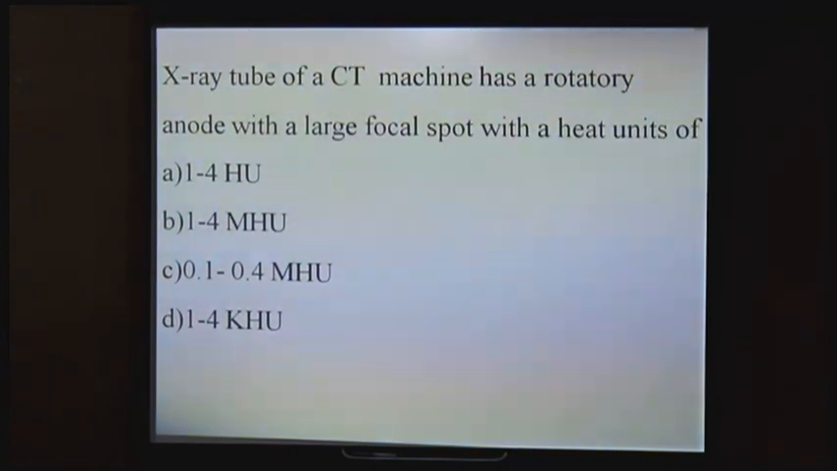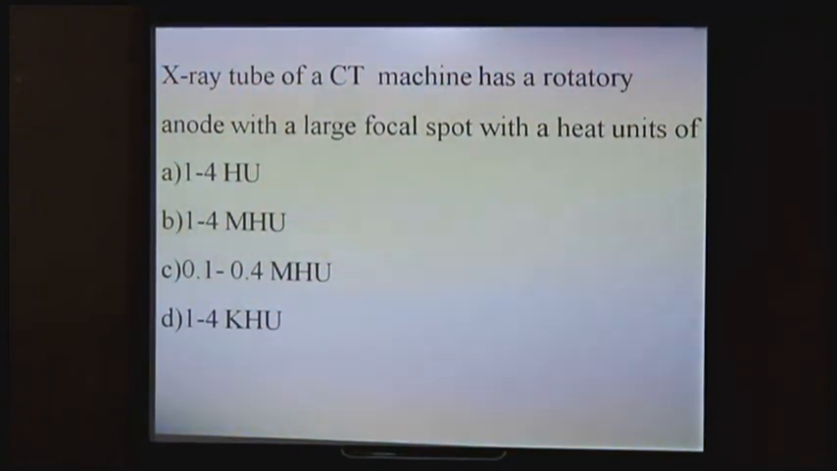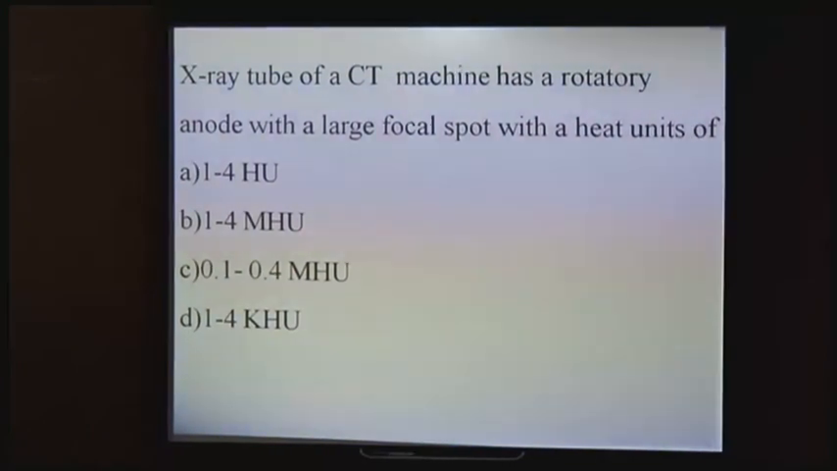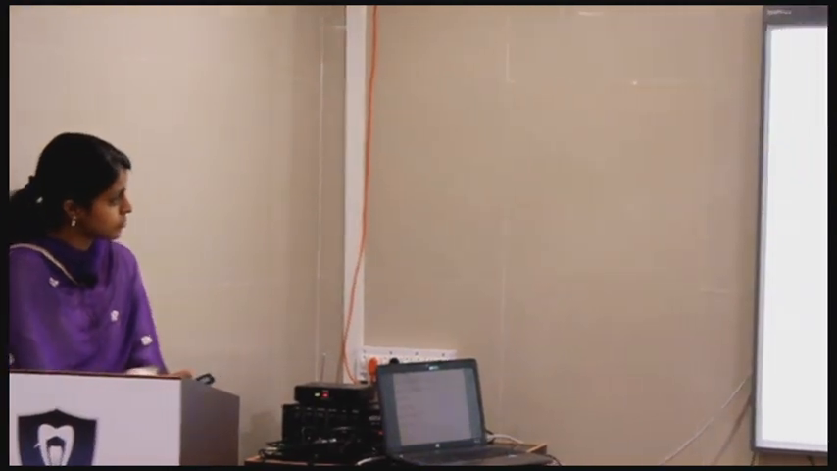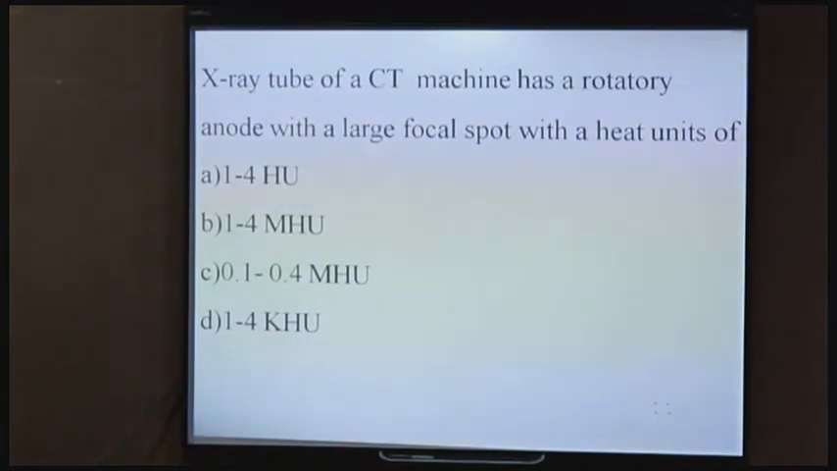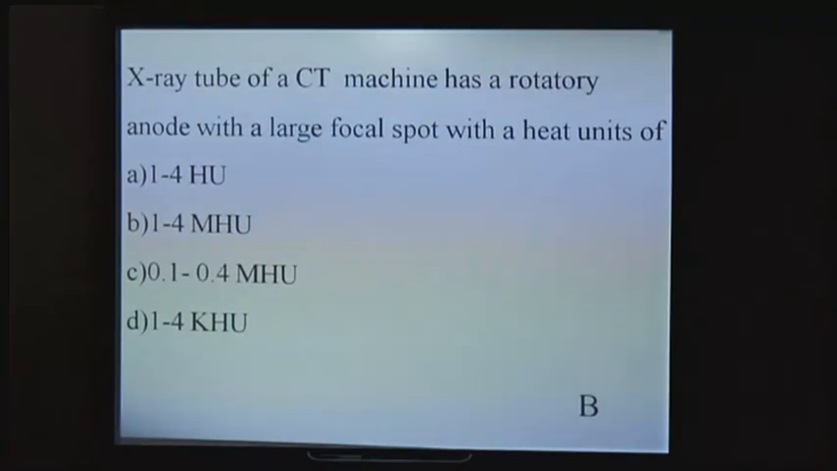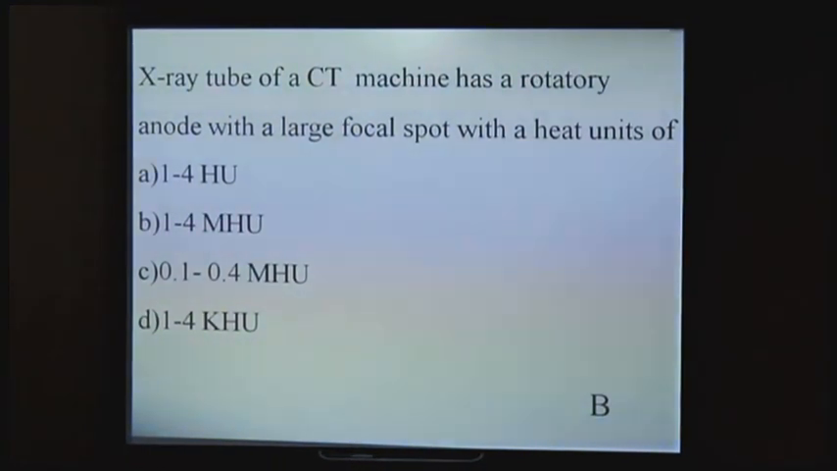The X-ray tube of a CT machine has a rotary anode with a large focal spot where the heat units are high. We already spoke about heat units on an intraoral machine. This is heat units for CT. So that is B, 1 to 4 mega heat units.